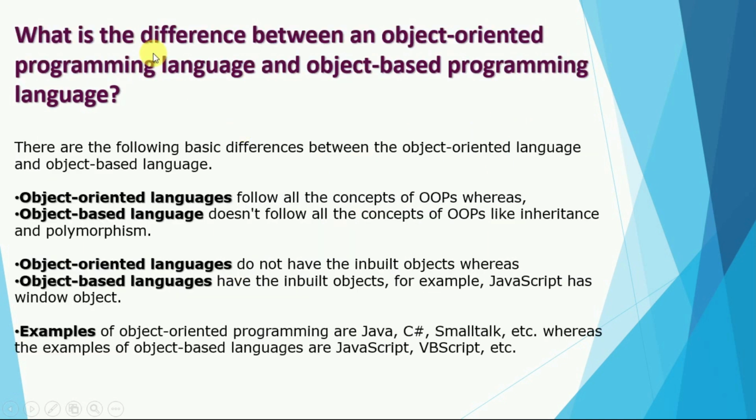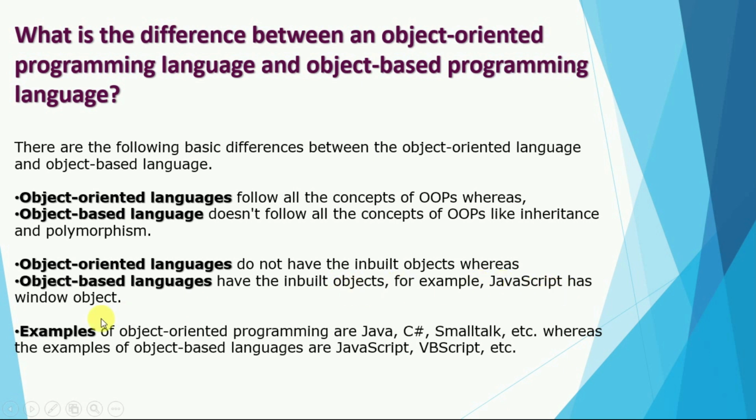So what is the difference between an object-oriented programming language and an object-based programming language? This question is very important, and also very confusing. An object-oriented language, as we already discussed, follows all the concepts of OOPS, whereas an object-based language does not follow all the concepts of OOPS, like inheritance and polymorphism. Object-oriented languages do not have inbuilt objects, whereas object-based languages have inbuilt objects.